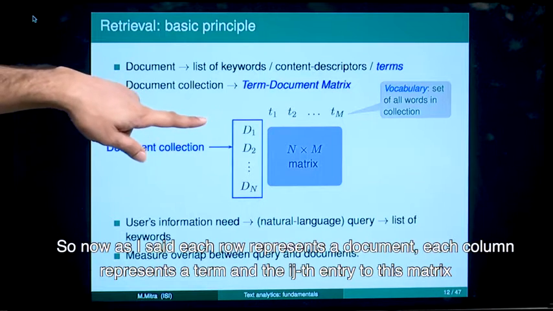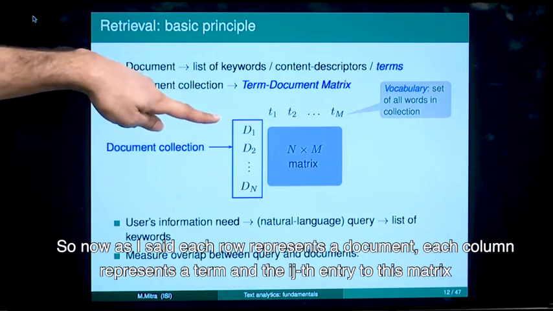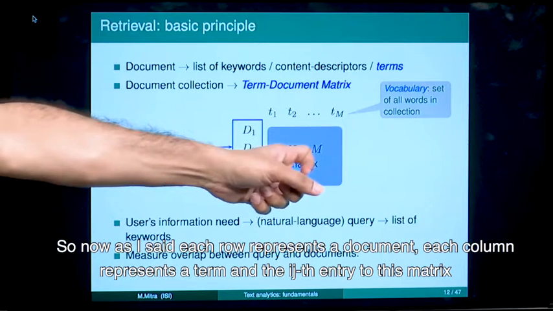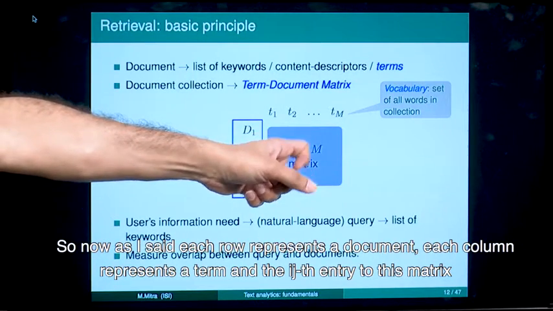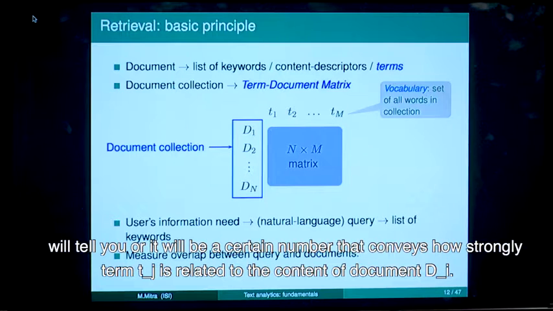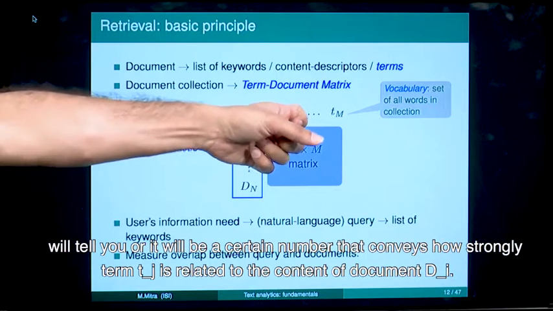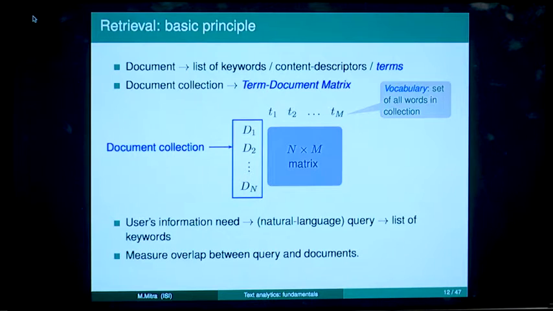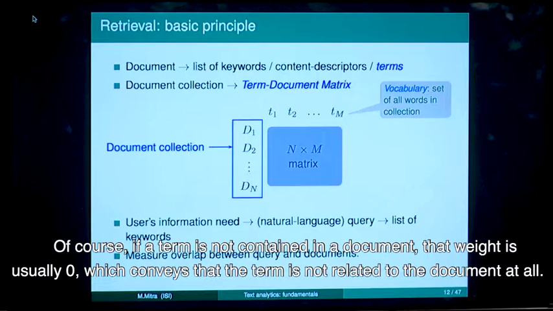So, now as I said, each row represents a document, each column represents a term, and the ijth entry in this matrix will be a certain number that conveys how strongly term Tj is related to the content of document Di. Of course, if a term is not contained in a document, that weight is usually 0, which conveys that the term is not related to the document at all.